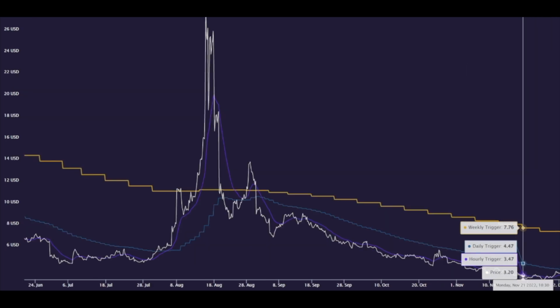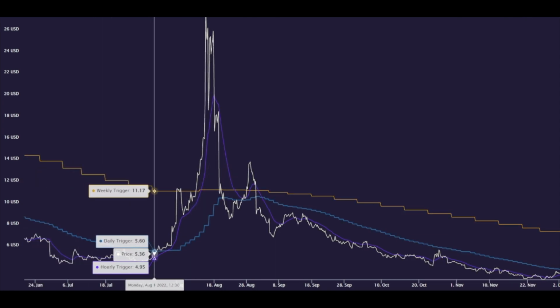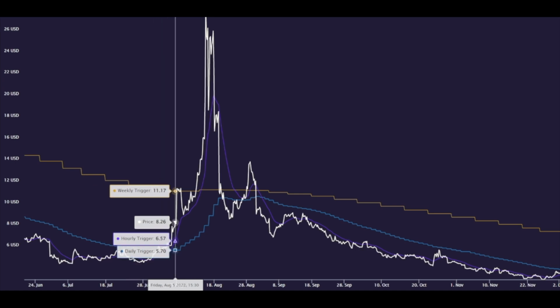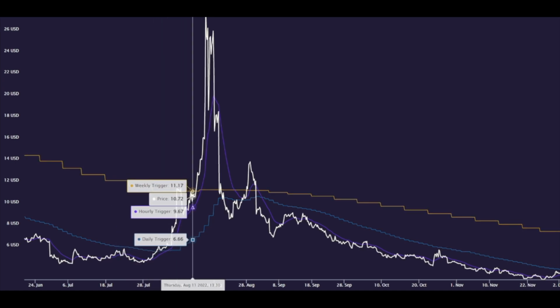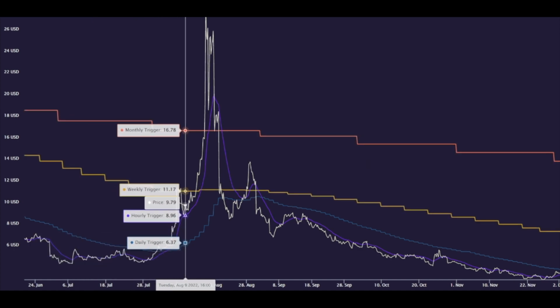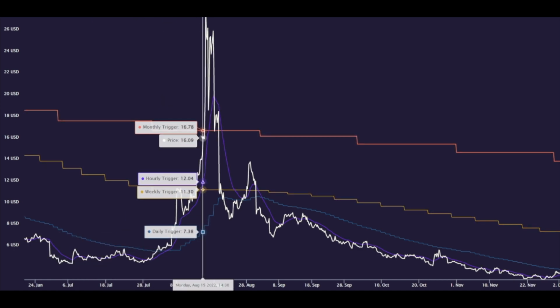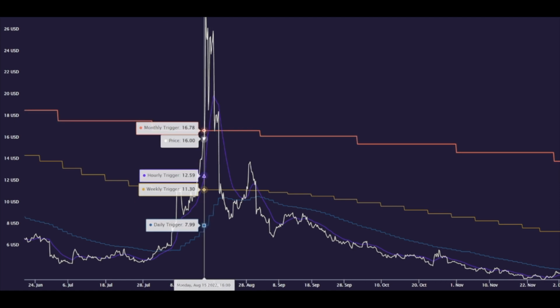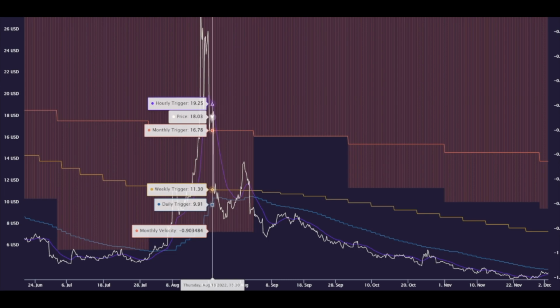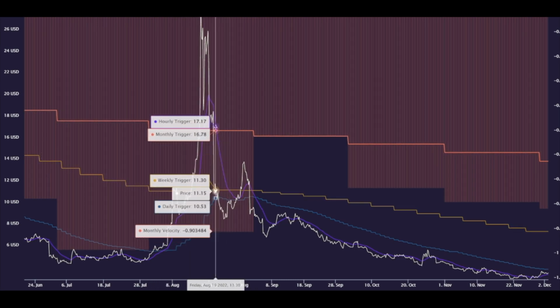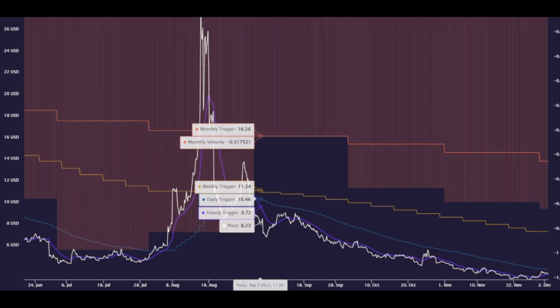Now, remember that each trigger acts as a strong acceleration level, and so you can see when price broke through this daily trigger, it acted as a strong acceleration, and price accelerated upwards to this trigger. When price broke through the weekly trigger, it accelerated really quickly to the monthly trigger, and when price broke above the monthly trigger, it accelerated really quickly. Now, because the monthly velocity was negative, it did tell us that price was going to be pulled back under the monthly trigger before the month of August was over, which is what happened.